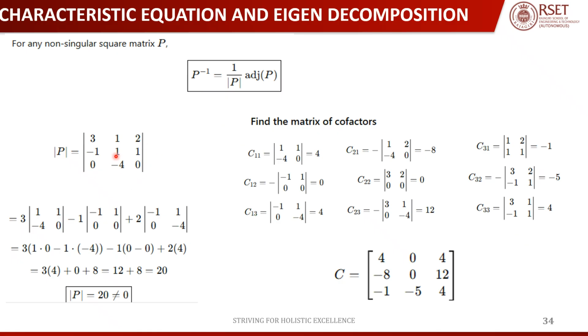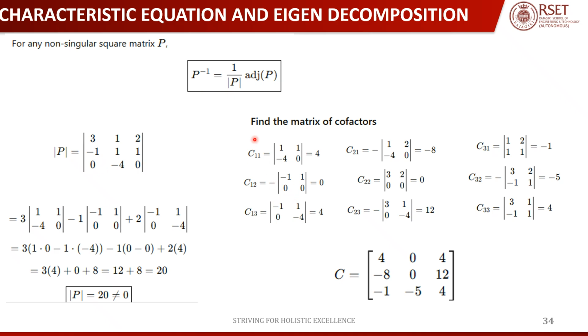So that will be the determinant of 1, 1, negative 4, 0, and then you have the value to be equal to 0 minus negative 4, which is 4, and then you will be finding C12. For C12, you will be eliminating the first row and the second column. So you need to take the determinant of negative 1, 1, 0, 0.